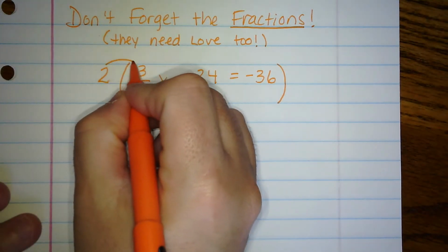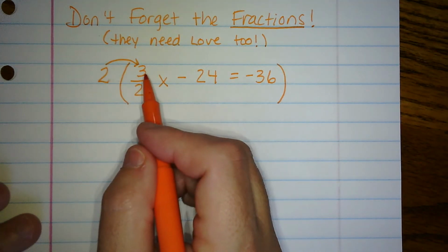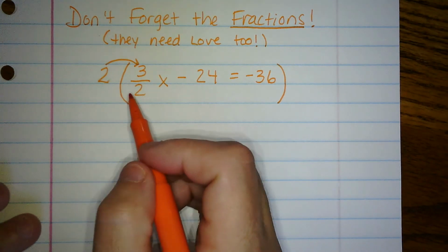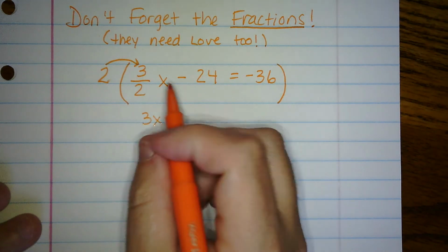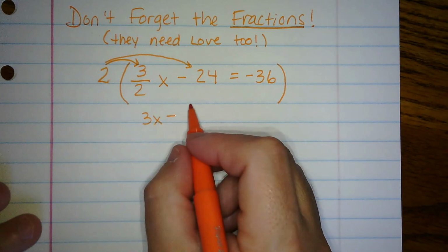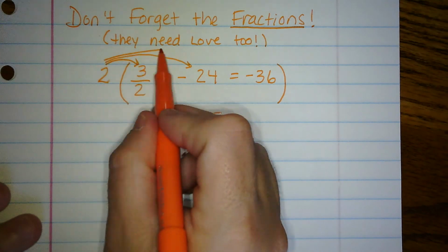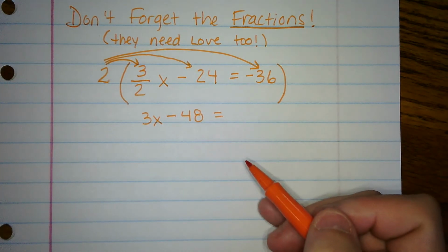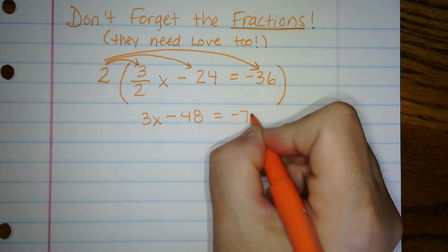When I go and I start to multiply with the fraction, I'm going to do 2 times 3, which is 6, divided by 2, which is 3. So essentially this 2 and this 2 cancel each other out, and you're just left with 3x. Now I still need to distribute the 2 times the negative 24. And 2 times 24 is 48, so I'm going to bring down that minus 48. And then I have to remember, way over there, I've got to do that 2 times that negative 36. And 36 and 36 is 72, so this is going to be a negative 72.